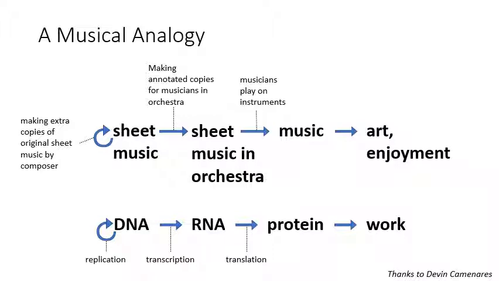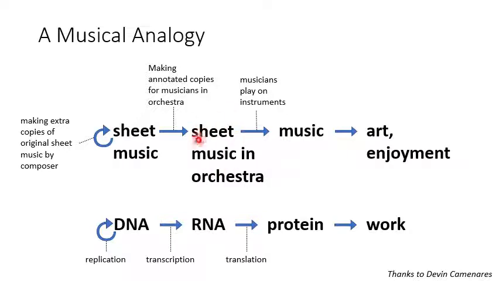Here I have an analogy that you could use to understand the central dogma. In the central dogma, you start with DNA. Information in DNA travels into RNA. Then that information in RNA travels into protein, and proteins do work. If you were working with music, you would start with sheet music, which is storing the information about the piece of music to be played. If you were going to actually play that music, then you might make a bunch of copies of the sheet music and distribute them to members of an orchestra.